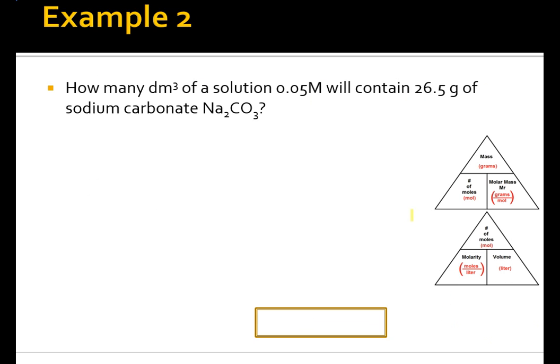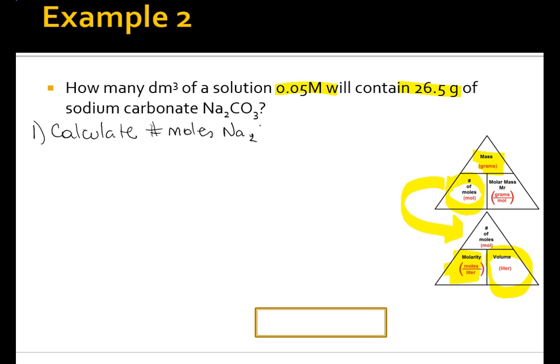In this second example, we have the molarity and we have the mass. So the molarity is in this formula and the mass is in this formula. So we need to calculate the number of moles first using the molar mass and then apply that number of moles here so we can calculate the volume. So first step, we are going to calculate the number of moles of sodium carbonate. For that, we need the molar mass of this one.